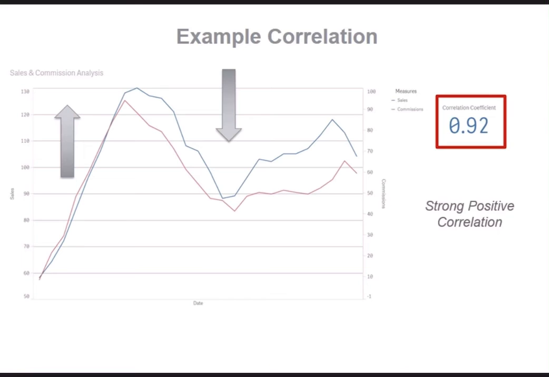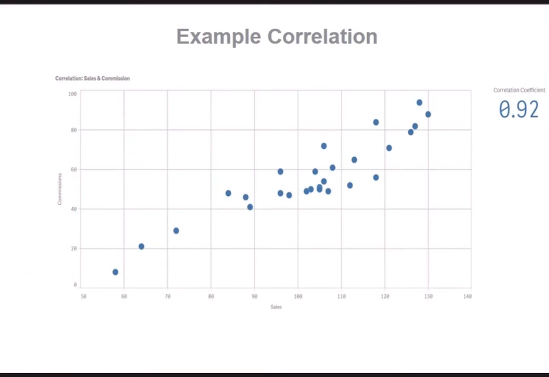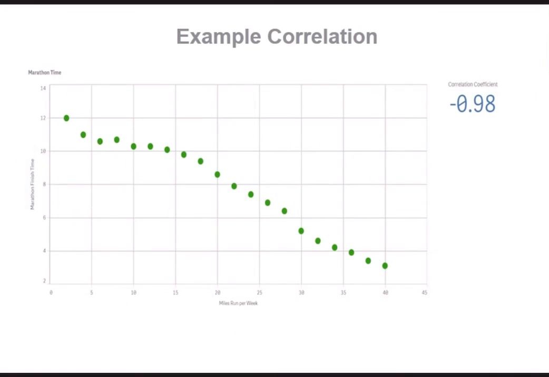This would represent a strong positive correlation, and the variables are strongly related. Commonly, to view correlation, we look at scatterplot visualizations. Let's see our previous visualization of sales and commissions in a scatterplot. As can be seen in this scatterplot, as sales go up, we also see that commissions go up, giving us a positive correlation of R equals 0.92. What would a negative correlation look like?